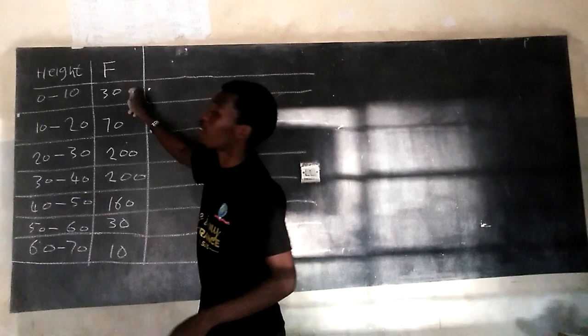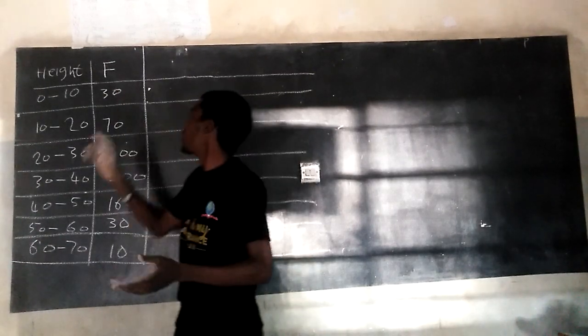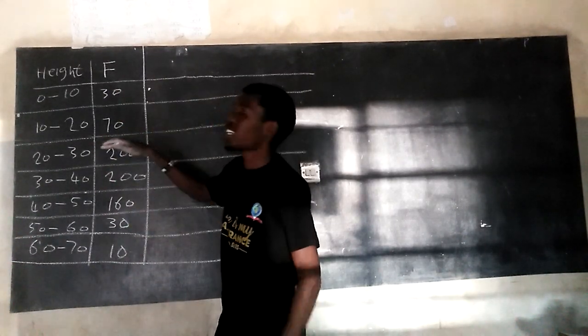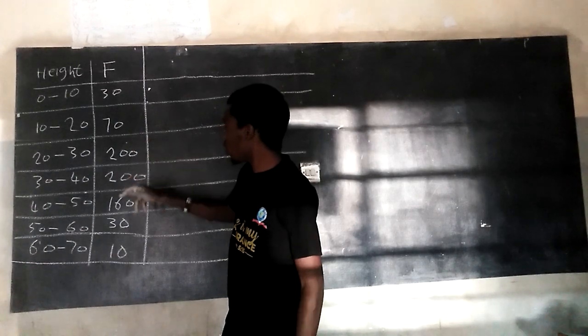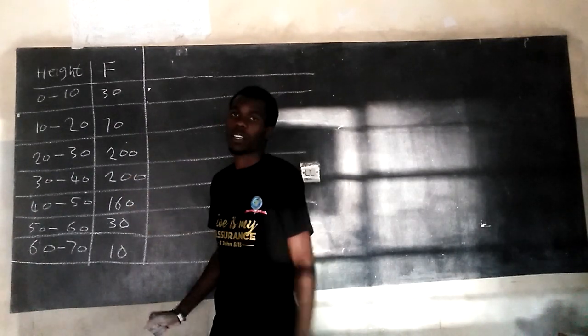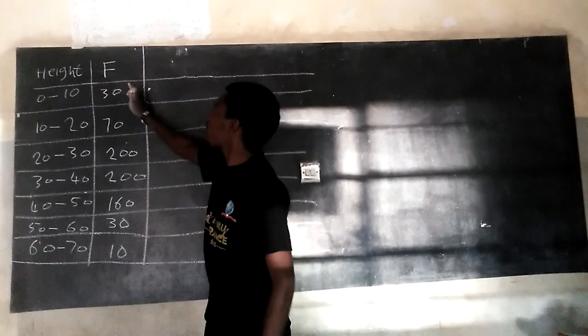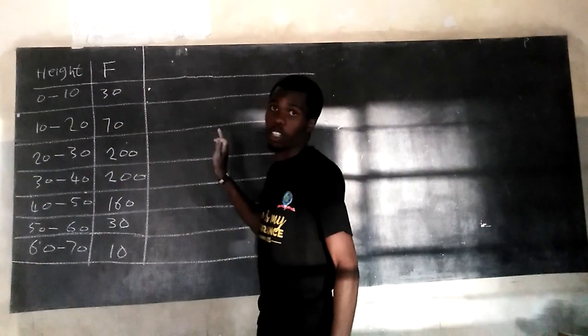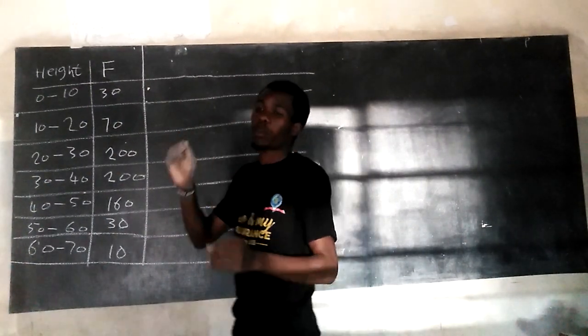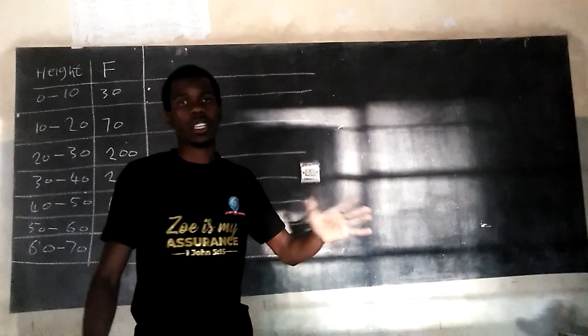So now this is the frequency. The frequency will be given. We're given the numbers: 30, 70, 200, 200, 160, 50, and 10. Now for the second number, you need to come up with a box. You're supposed to have 6 digits. I'll show you.